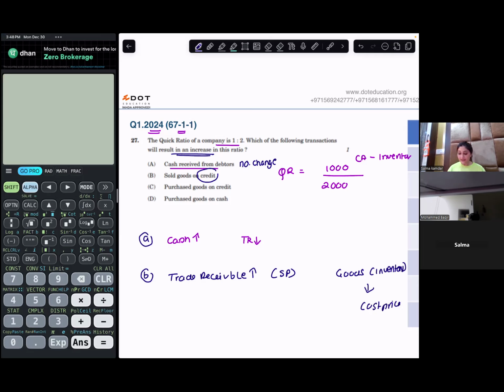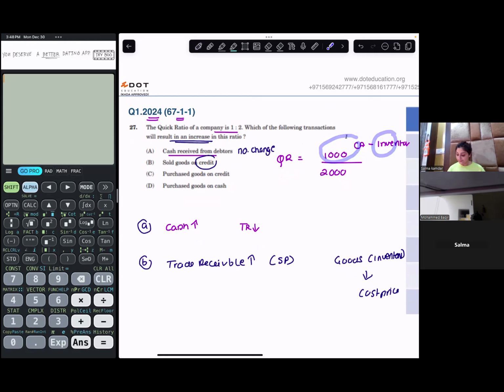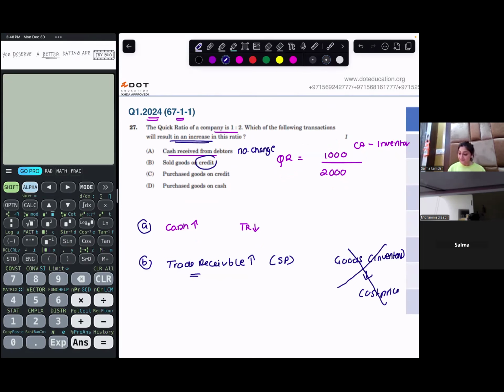Come on, tell me, when I am looking at the quick ratio, do I ever consider inventory? No. That means this part is not considered. The trade receivable will increase, so the numerator will increase. And when the numerator increases, the ratio also increases. So this will result in increase in the ratio.